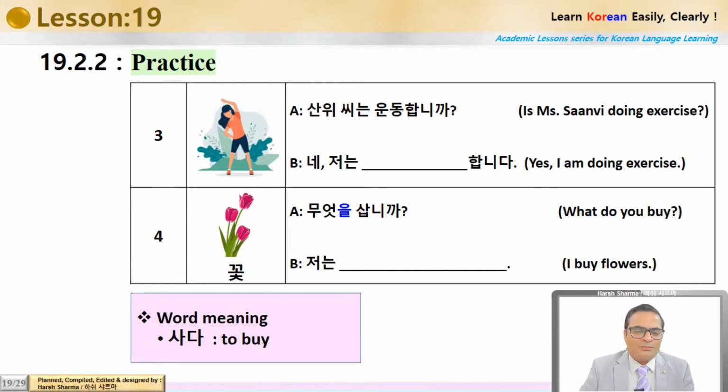4번, number 4. A. 무엇을 삽니까? What do you buy? 저는. You can see the word is already given. Word is 꽃. And sada meaning is to buy. Think, 여러분, think, recall. Yes, well done. 잘했어요.